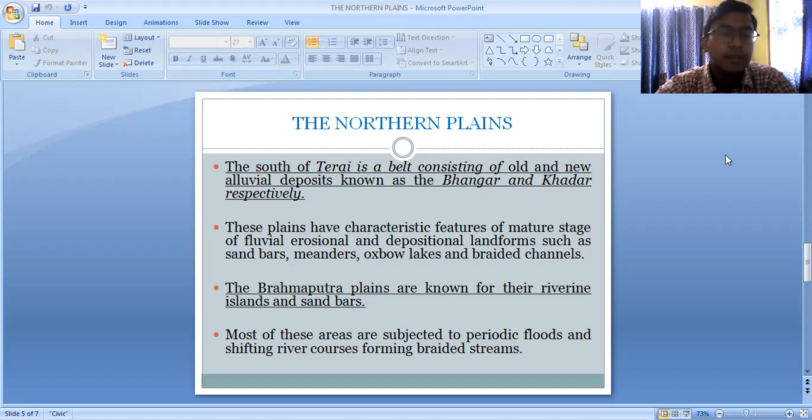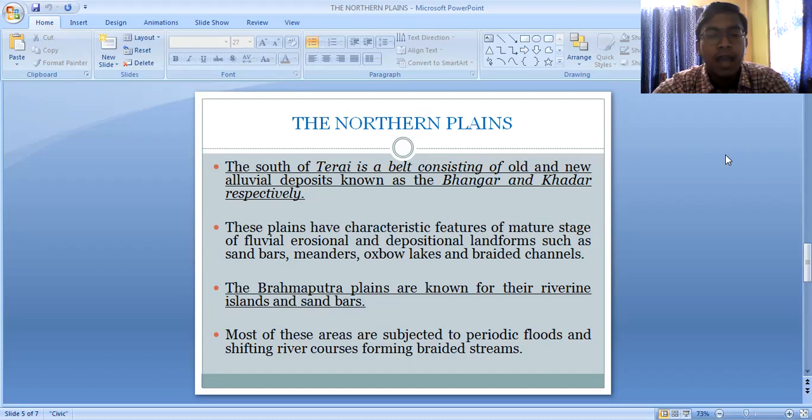So year after year, what happens? The sediments are being deposited. Suppose this year the flood has taken place, the sediments will be deposited. The next year again the flood will come and a new layer of sediments will get deposited. Like this, year after year, the sediments got deposited in different geological times. And the low lying area later on turned old.